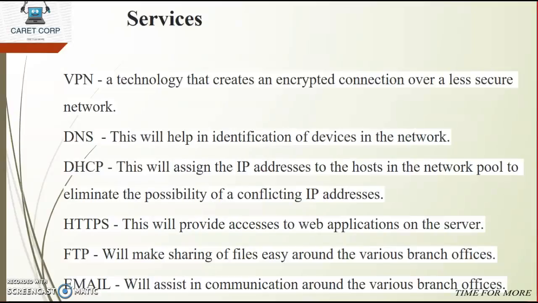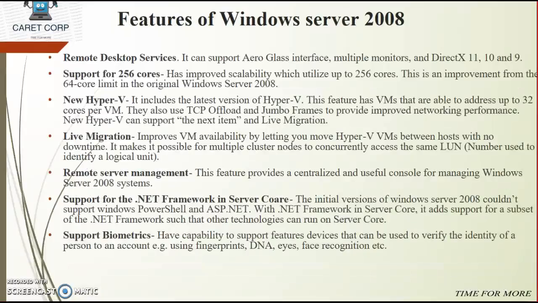Sharing of files within the organization is achieved. Lastly, we have mail. Mail is what all of us use each and every day. Mail will assist in communication, sending messages, and even attaching documents to various branch offices. Kindly go to the next slide.